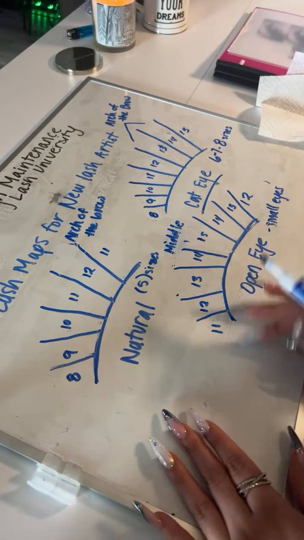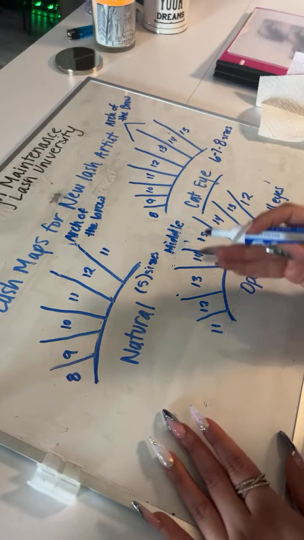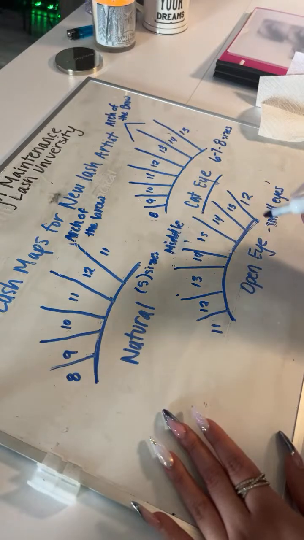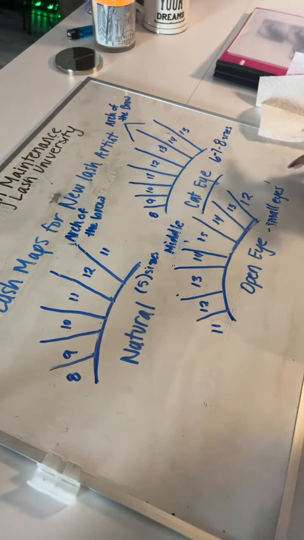All right, like I said, the sizes don't matter. It is the sectioning and where we're putting our sizes that matters and creates either the open eye, the natural eye, or the cat eye mapping. All right, so these are going to be some of your basic lash mappings starting out.